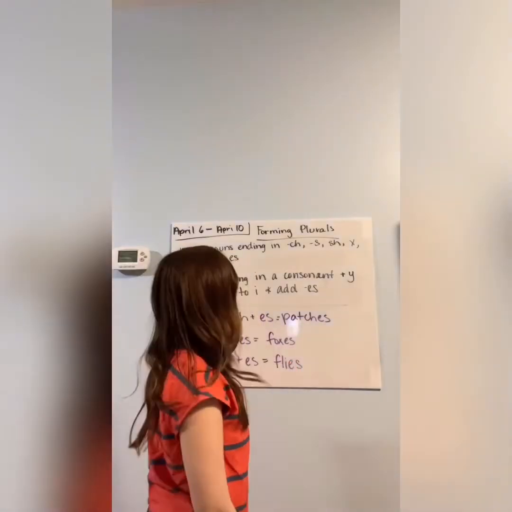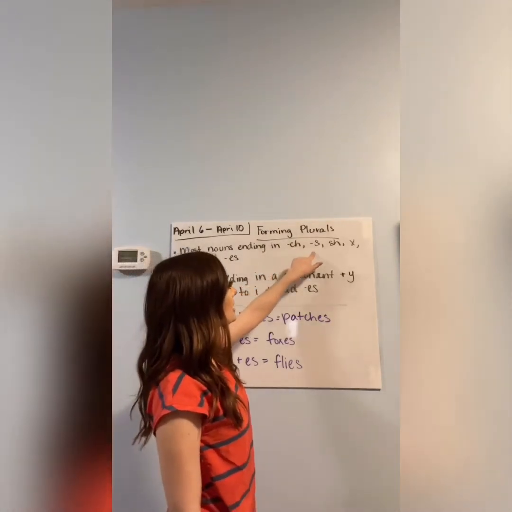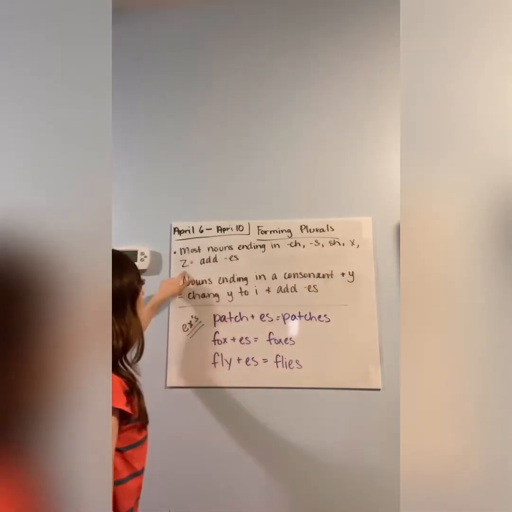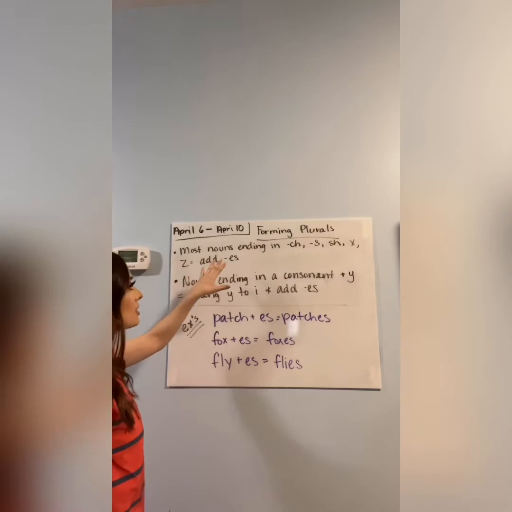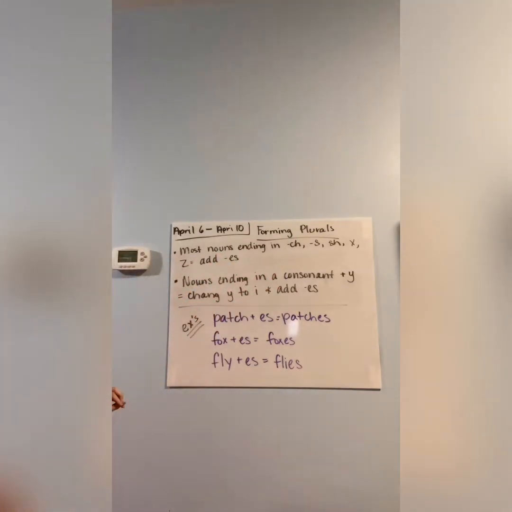So now we're going to talk about forming plurals. There's a couple of rules to this. One of the rules is most nouns ending in CH, S, SH, X, and Z. Whenever you have nouns ending with those letters, then you would just add an ES.